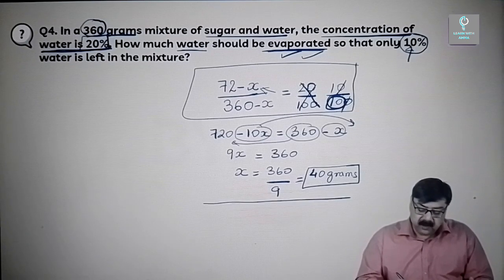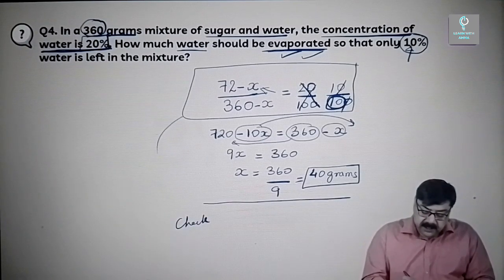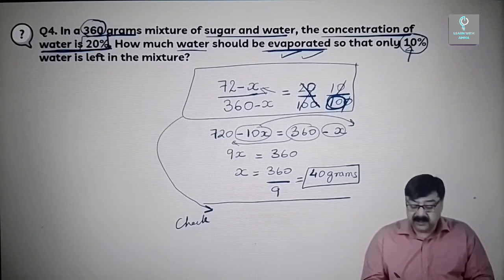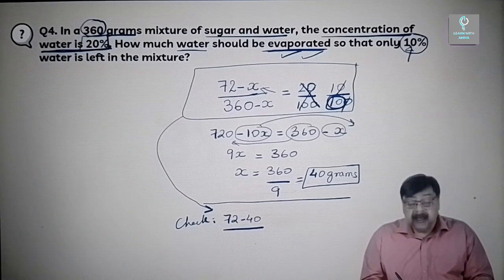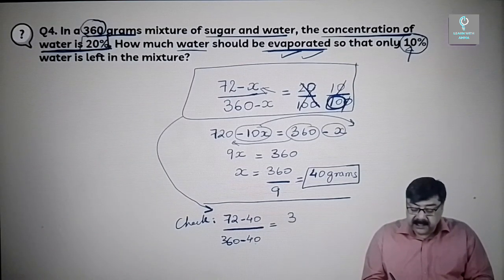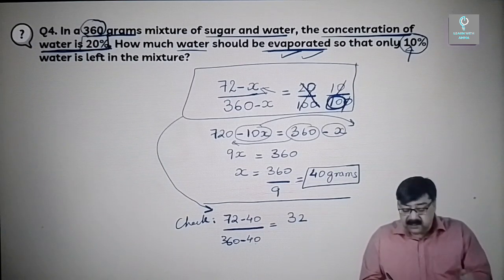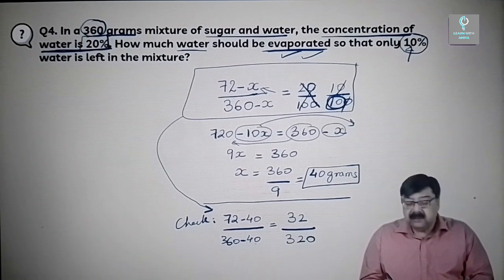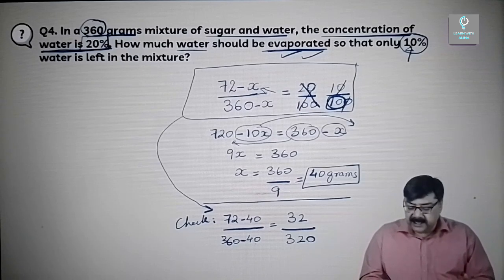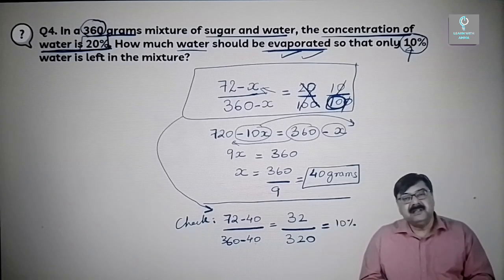Now you can always perform a check here by substituting the value of x in this equation. So it shall become 72 minus 40 by 360 minus 40. So this will become 32, 72 minus 40 is 32, divided by 360 minus 40, which is 320. Now 32 out of 320 is definitely 10%.